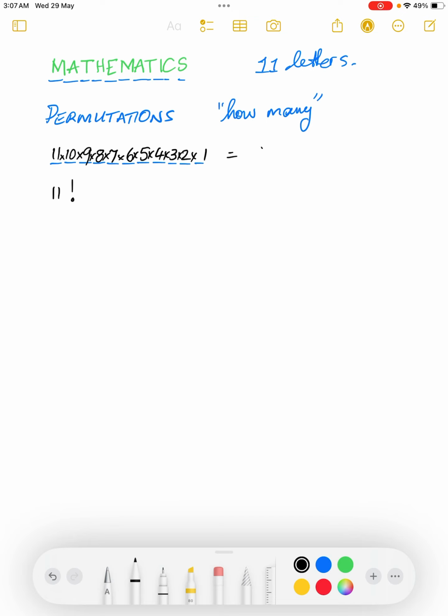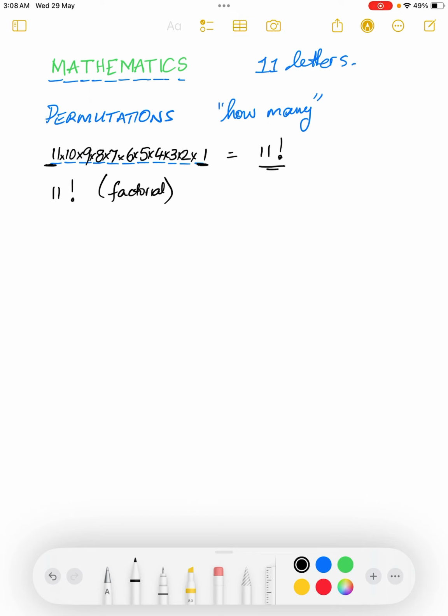Let's just not worry about how big the numerical value is, but 11 factorial is the value that we're talking about. This is in terms of factorial. 11 factorial, by the way, is when you start at 11 and you multiply each number all the way down to 1. And so that is why we call it 11 factorial, because there's all these factors in that particular calculation. The thing is, are there really 11 factorial different permutations?